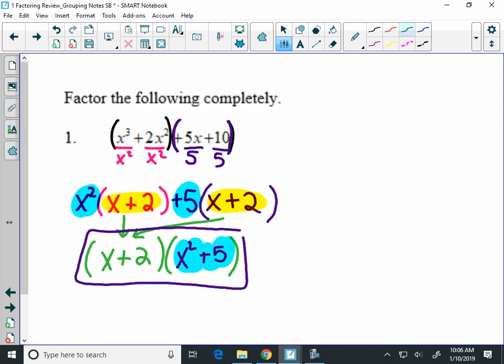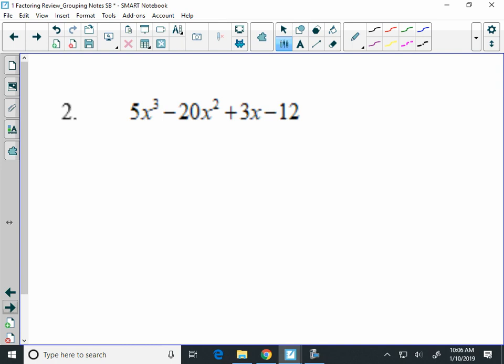So let's try another one. Number 2. First, we look for a GCF. We have 5, 20, 3, and 12. There's nothing that those numbers have in common, so there's no GCF for the whole problem. So I'm going to start by grouping the first set and the second set. From the first set on the left here, I look for a greatest common factor. 5 and negative 20 both have a 5 in common. And for x cubed and x squared, I pull out the smaller exponent, which is x squared.